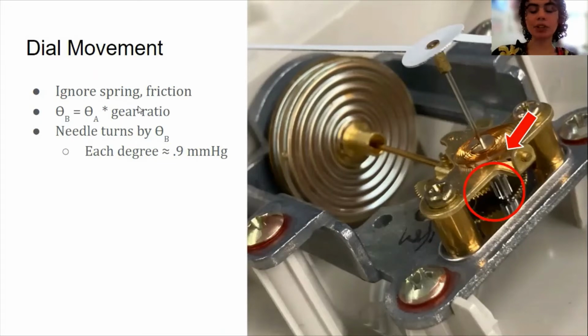This just becomes a gear ratio problem. The gear ratio of these gears is about 7.65. The needle turns back theta B. Each degree it turns corresponds to about 0.9 millimeters of mercury.